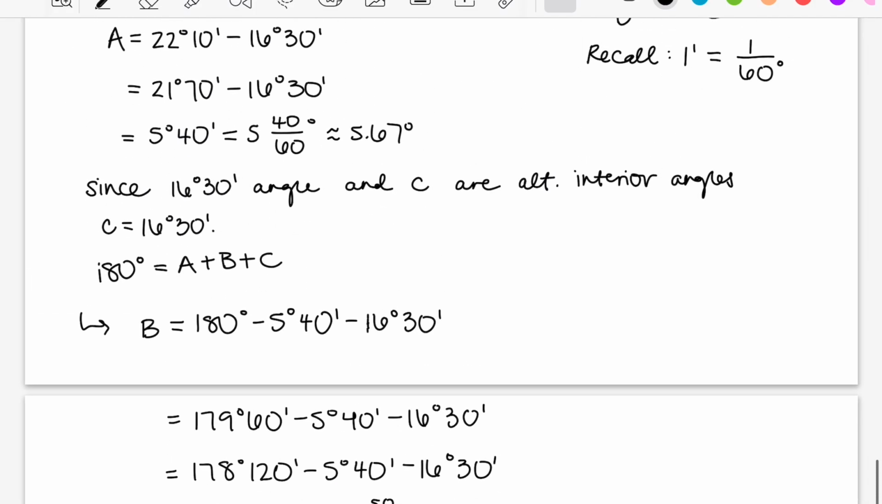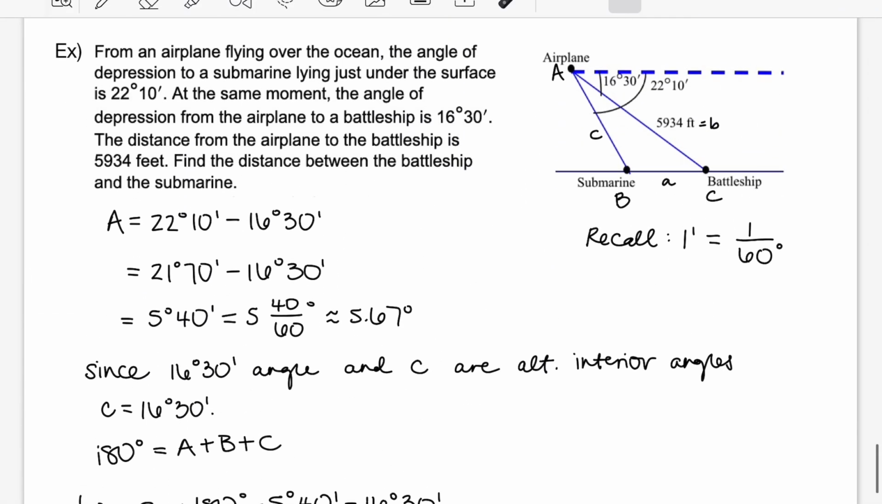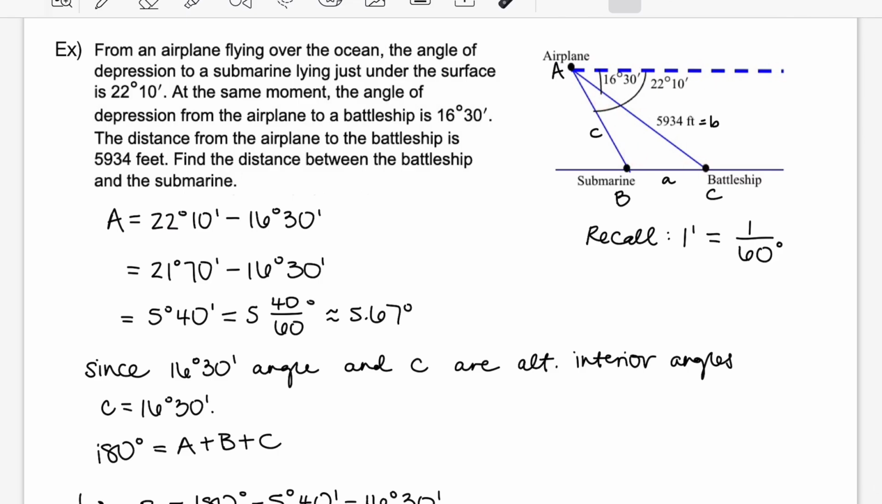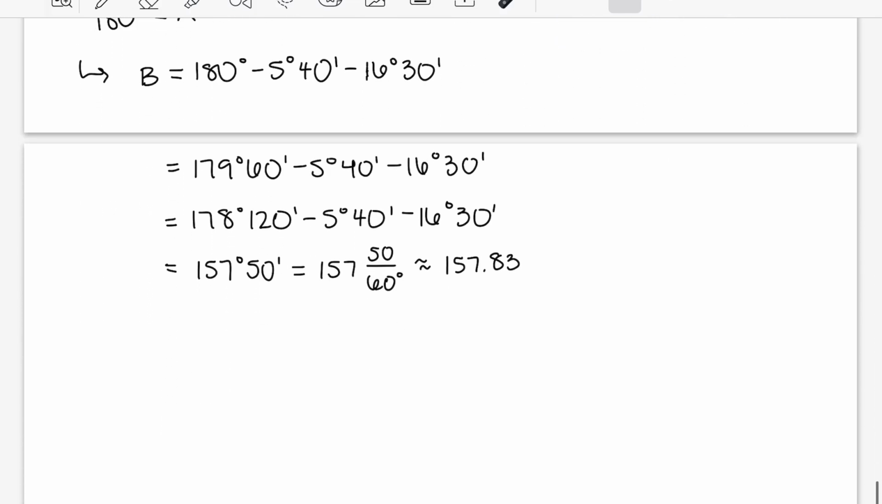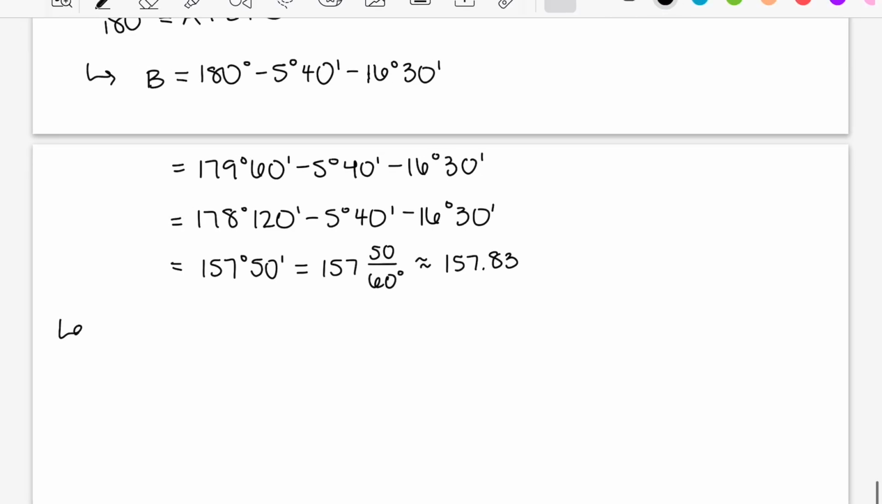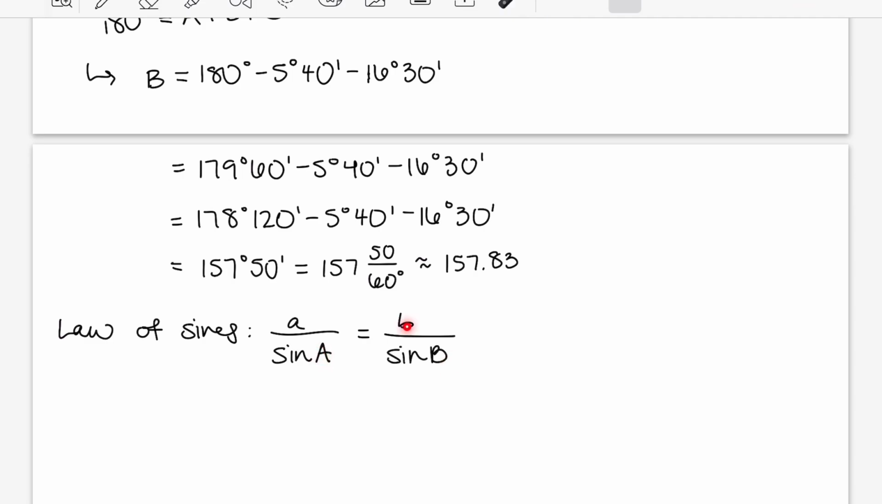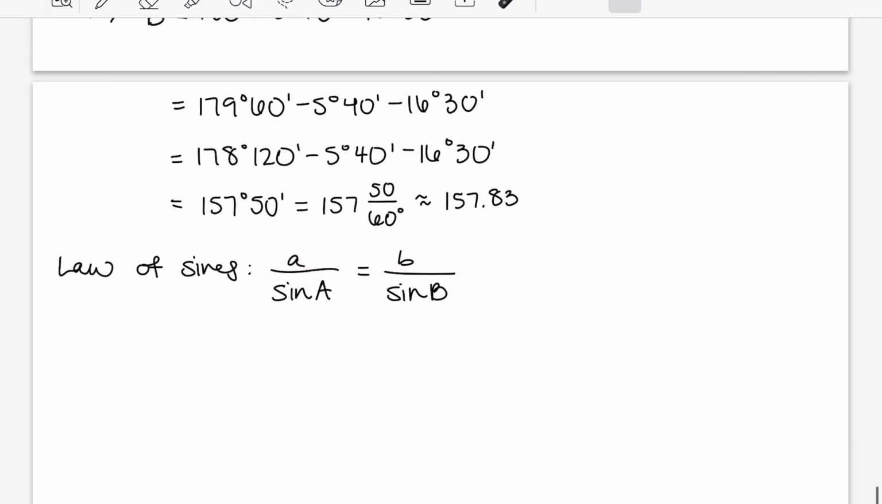All right, so now we have all three angles here, A, B, and C. We have this side length here, and what we really want to do is find this side length A here. Now notice we have enough information to use our law of sines. We can use this because we have all of the information. We have our angles A and B, and we have our side length B here, so we can just solve for A.